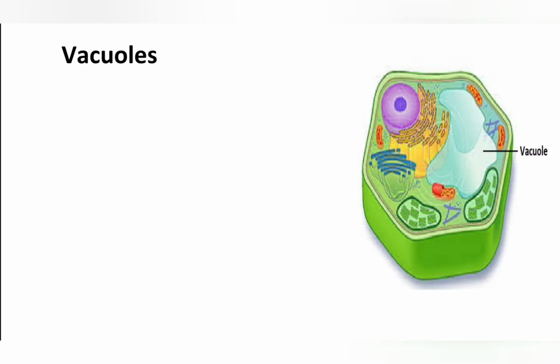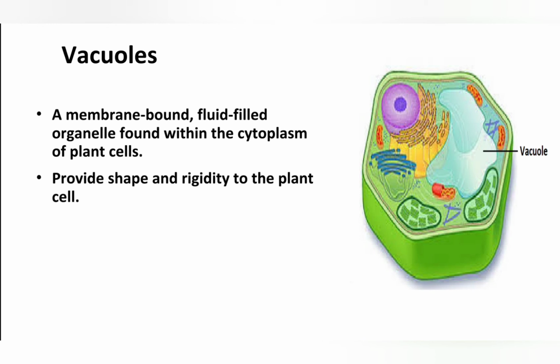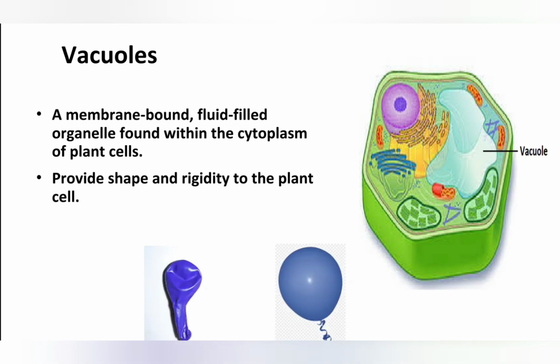The next structure in the plant cell is the vacuole. Plant cells have a large vacuole, and these vacuoles are membrane bound, fluid filled organelles found within the cytoplasm of the plant cell. These vacuoles provide shape and rigidity to the plant cell. This we can understand with an example. What is this? This is a deflated balloon. What is going to happen if we fill the balloon with air? The balloon is going to inflate, right? It is going to get some shape.